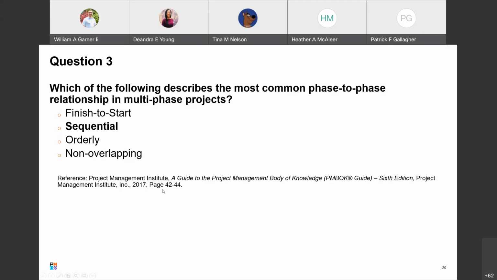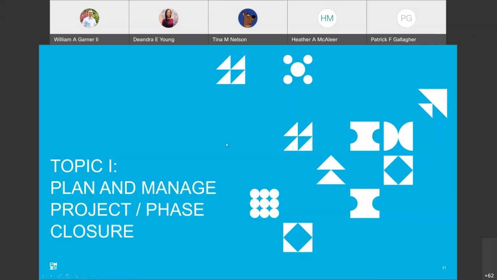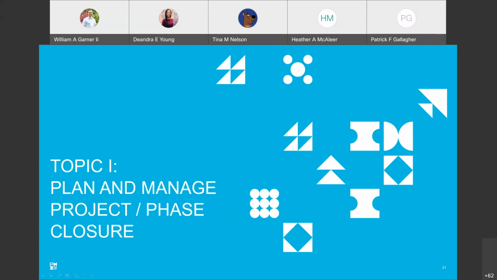This is on page 42 to 44 in your PMBOK. The one that we talked about with the definition of moving from one phase to another, which of the following, this is on page 21 in the PMBOK. Okay. What questions do we have? Any questions? Anything for clarification that Heather or I could help you with?